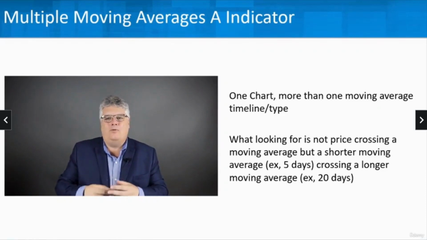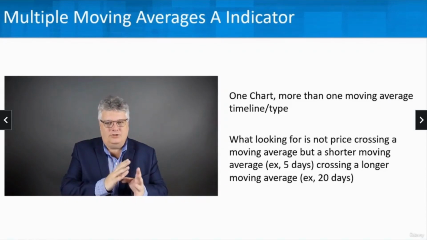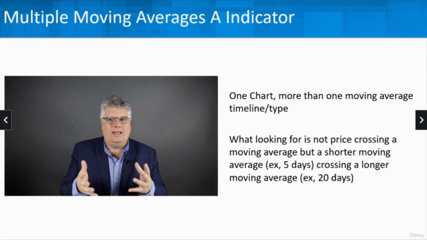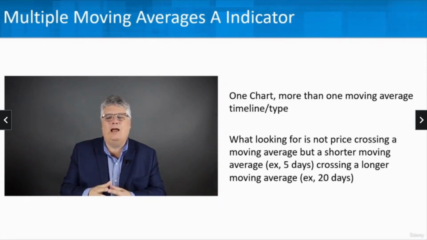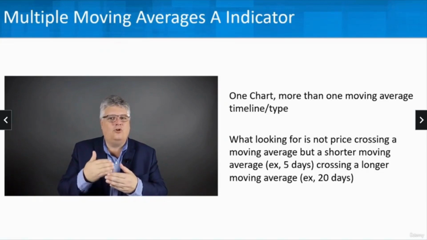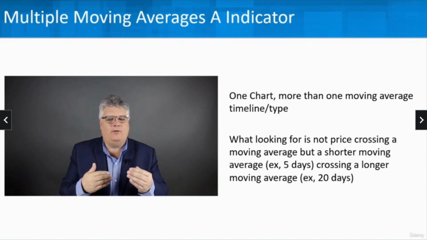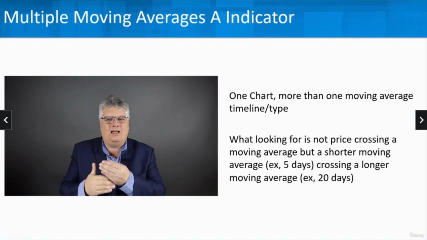So how that works is you have one chart, your chart of candlesticks, your prices, whatever is going on there. And you're using a moving average with different timelines. You could even have different types, or they could be the same type, but they definitely have to have different timelines, as far as days, minutes, hours, whatever your time frame is. And what you're looking for is not that the price is going to cross that moving average, but that a shorter timeline moving average is going to cross a longer timeline moving average.